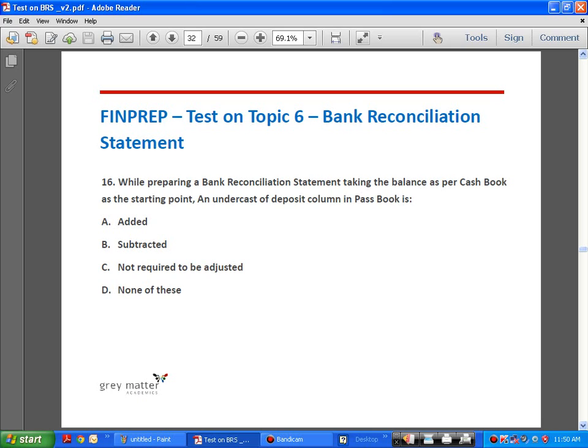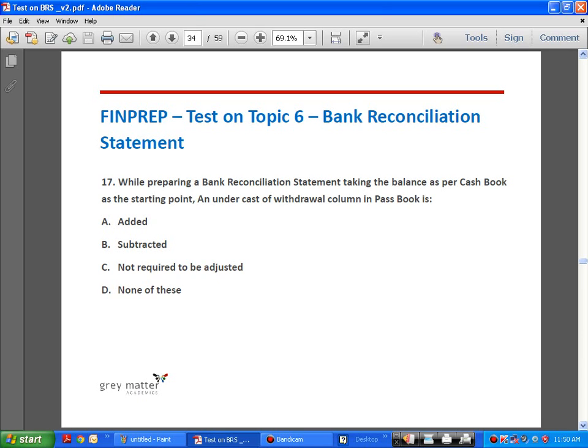Next, while preparing a BRS, taking the balance as per cash book as the starting point, an undercast of deposit column in passbook. Okay, so there is an undercast of deposit column. It means that the balance as per passbook is less than the balance as per cash book, and since we are starting with the balance as per cash book, we have to subtract the undercast.